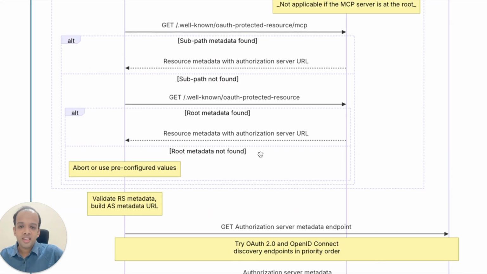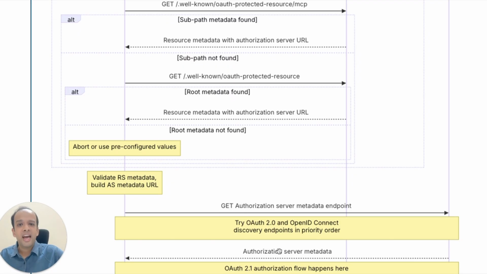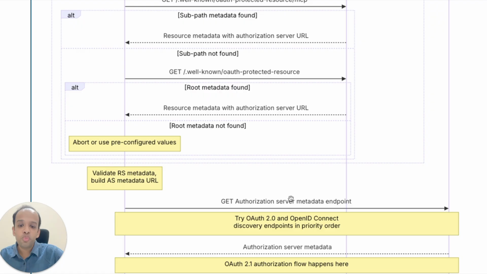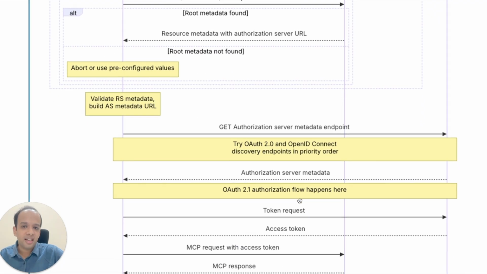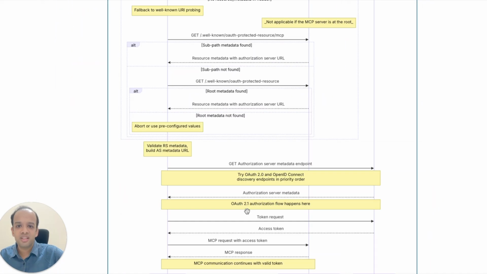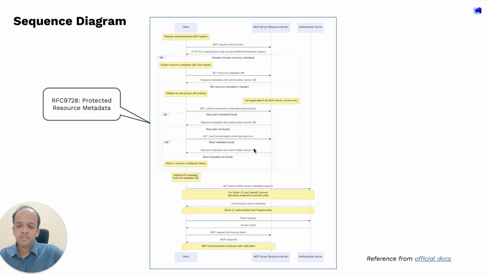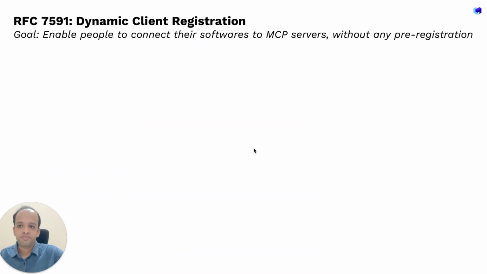Now, once this URL is retrieved, the authorization server metadata URL is built, and you get information from that endpoint. You get the authorization server metadata, and with all of this in place, the MCP client has all the information to then start the OAuth 2.1 authorization flow. So that occurs, then the token exchange happens, and then finally the MCP server is hit with the request for returning the resource. So the first part of this is the protected resource metadata, and the second part is the authorization server metadata.